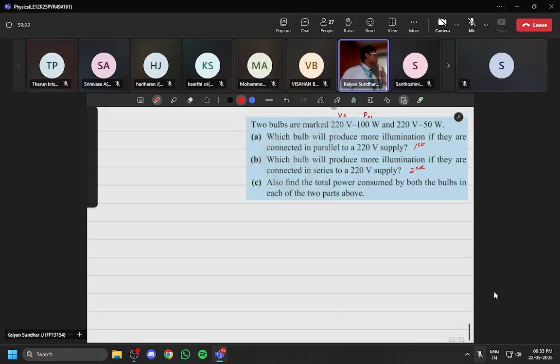Now next, also find the power consumed by the bulbs in each case. So you have to find out the total power, in series and in parallel. Parallel it is P01 plus P02, correct? So it will be 150 watt. Similarly here, P01 P02 divided by P01 plus P02. So it will be 5000 divided by 150, which is 100 by 3. So 33.333 and so on.